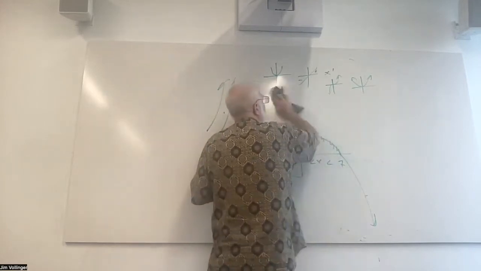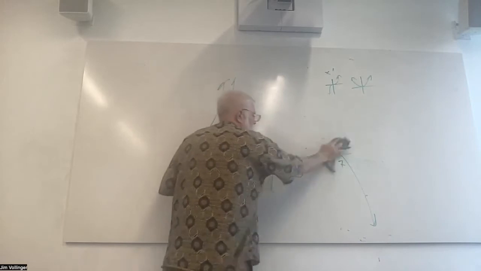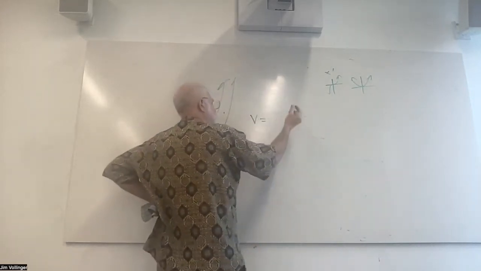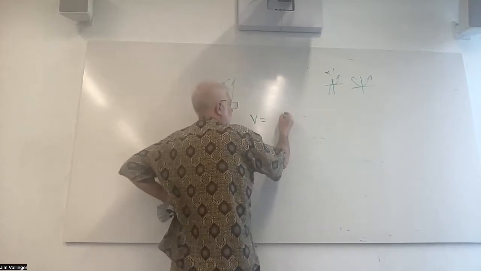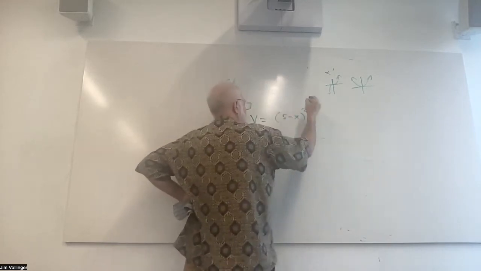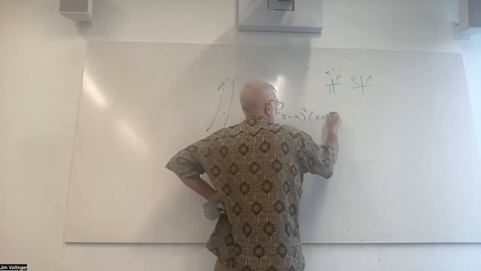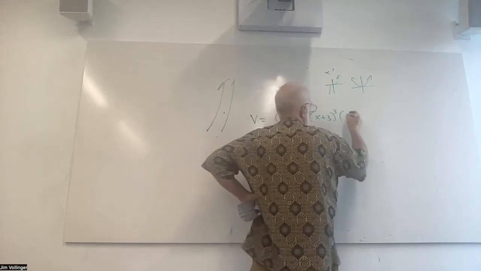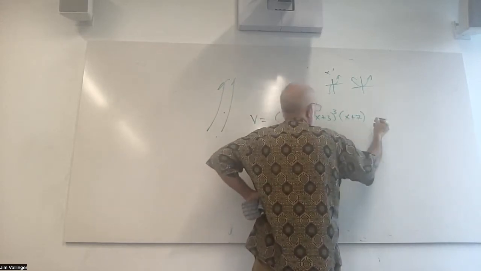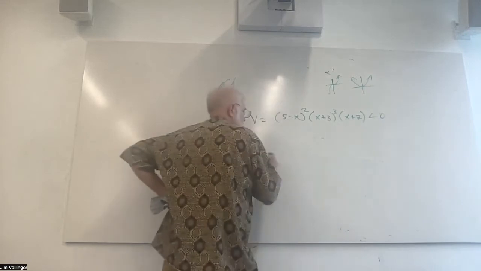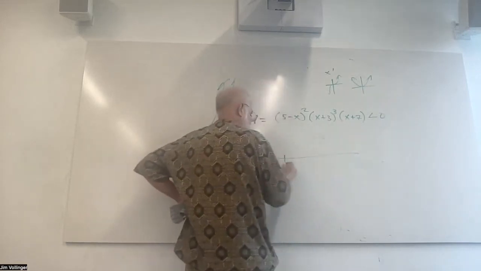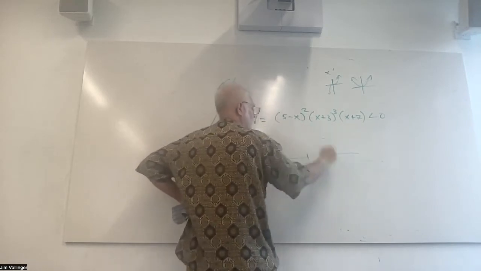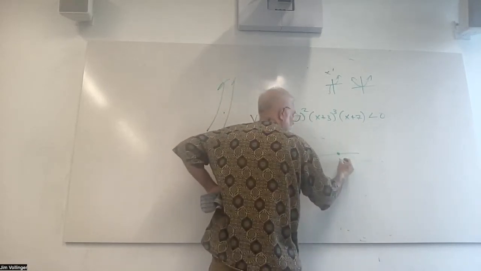All right, I forgot what number I'm on. I think I got 2 more to do. I think that was the third one. Let's try another one here. Let's try velocity equals 5 minus x squared times x plus 3 cubed times, I don't know, x plus 7. And let's be less than 0. Okay, what do we got? Negative 7, dash, negative 3, dash, positive 5, dot.